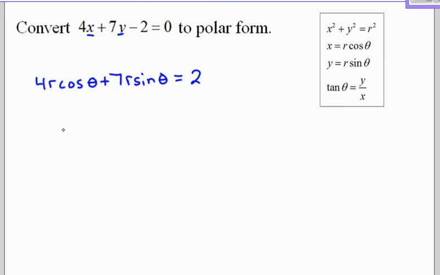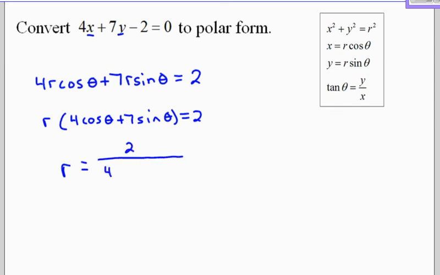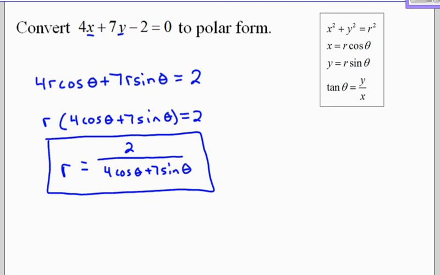Now I'm going to factor out an r. I'll get r times 4 cosine of theta plus 7 sine of theta. That's going to equal 2. And then I want to solve this for r. So r is going to be 2 divided by 4 cosine of theta plus 7 sine of theta. And look at that. We converted it to polar form.